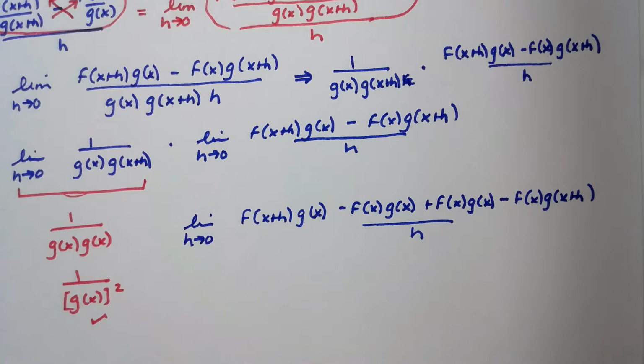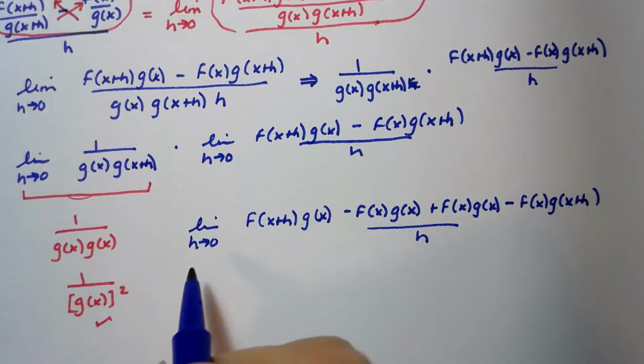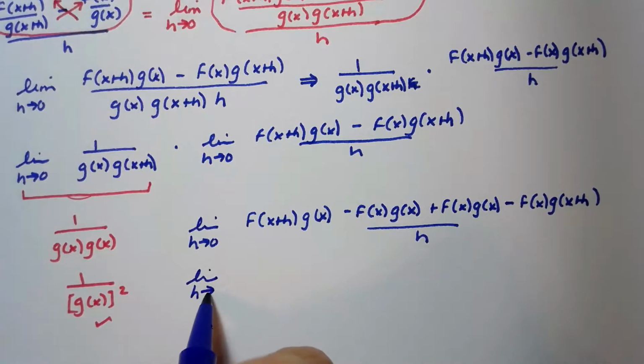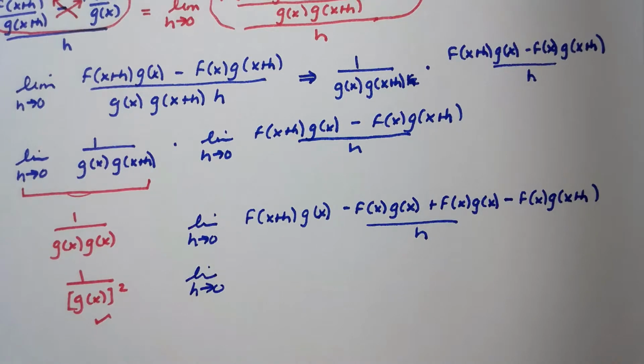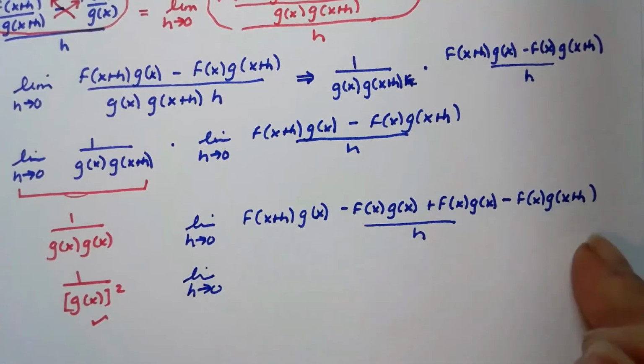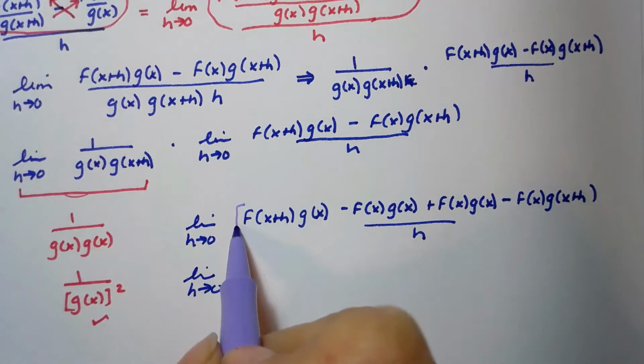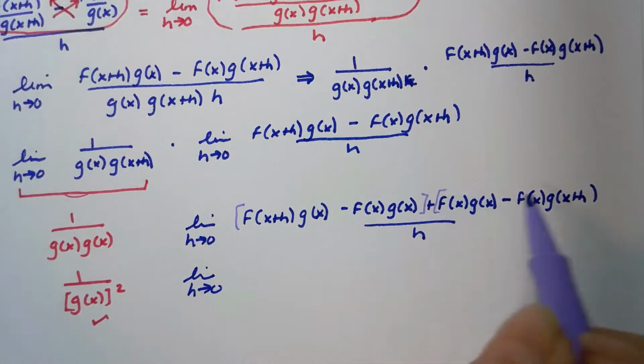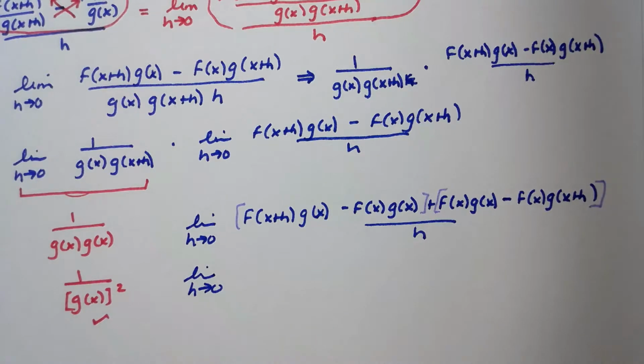And at this point here, I'm going to start playing around with the numerator. So we've got the limit as h approaches 0. And what I'm going to do is I'm going to pull out this g of x. So I've got 4 terms in the numerator. And if you remember when you used to factor by grouping, right? You had 4 terms and then you'd factor them by grouping. That's what I'm going to do. I'm going to factor that numerator by grouping.